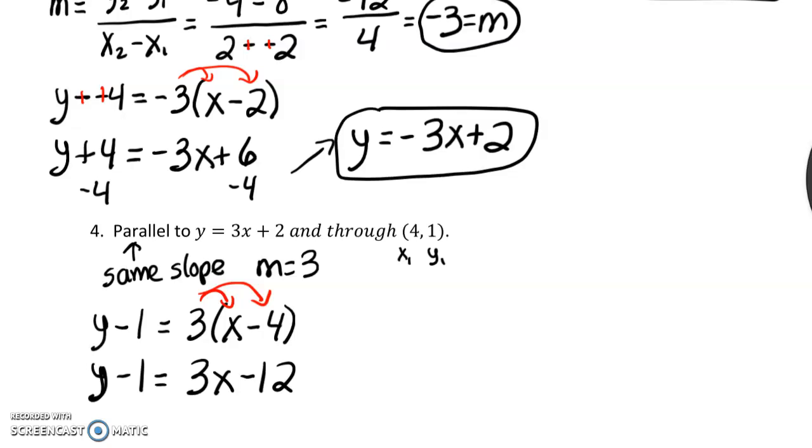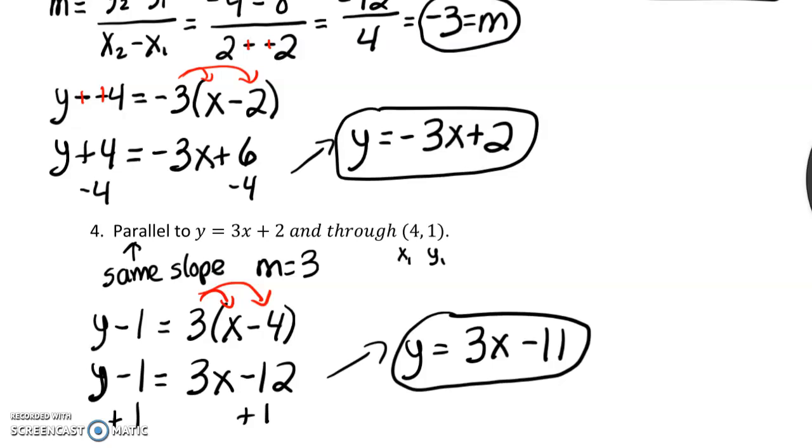And then the last step that I'm going to do is add the 1 to both sides so I can get the y by itself. And so when I do that, I end up with y equals 3x minus 11. And that is my final answer. And it is parallel, we can see, because they have the same slope. The slope here is 3, and our slope there is 3.